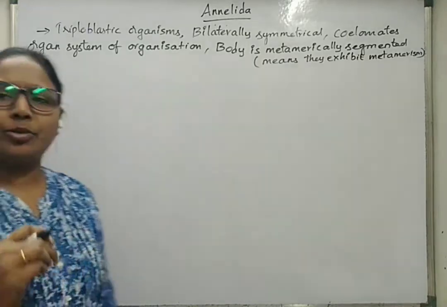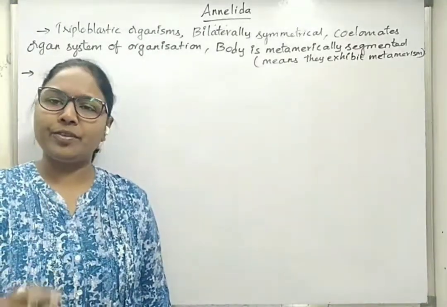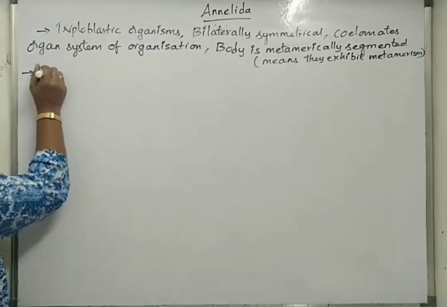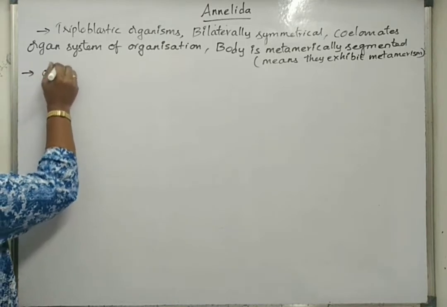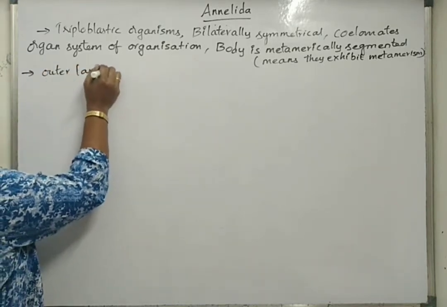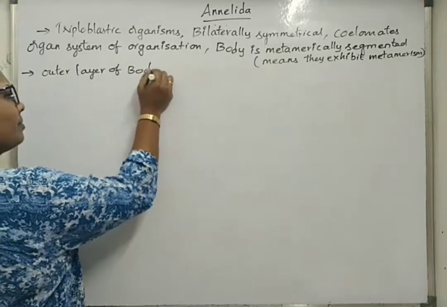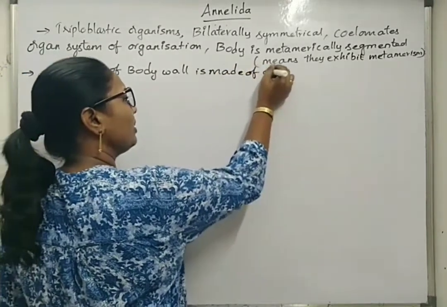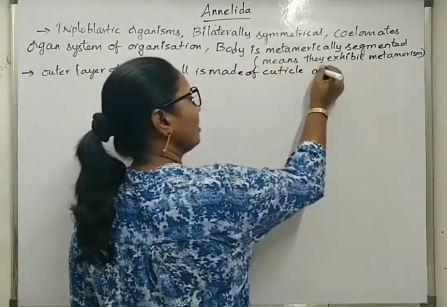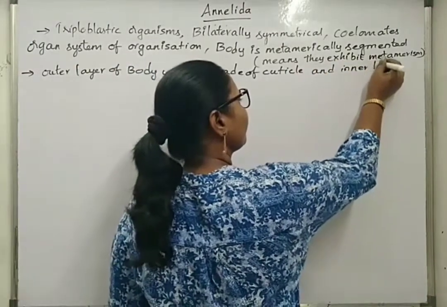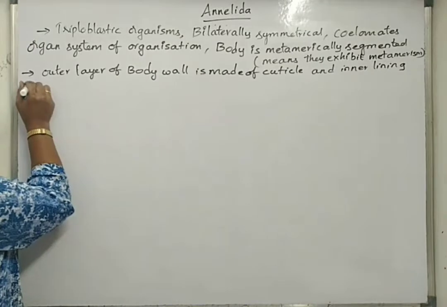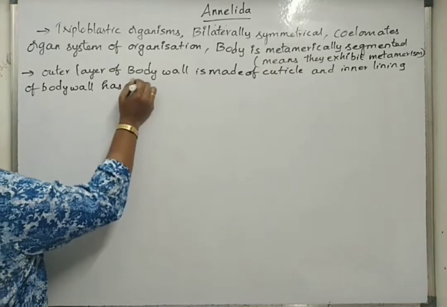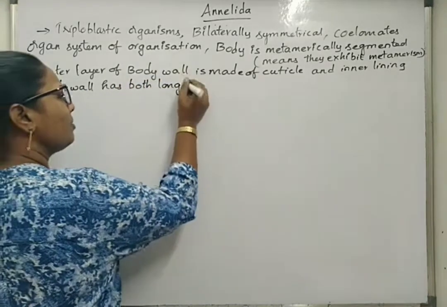The body is covered by an outermost cuticle, and the innermost lining of the body wall has both longitudinal muscles and circular muscles. The outer layer of the body wall is made of cuticle, and the inner lining of the body wall has both longitudinal and circular muscles.